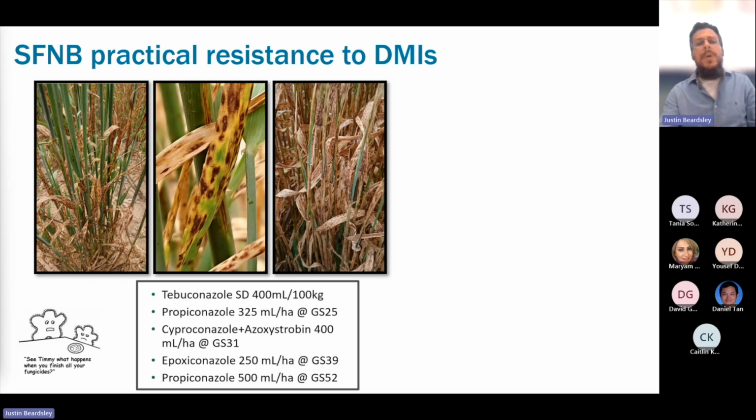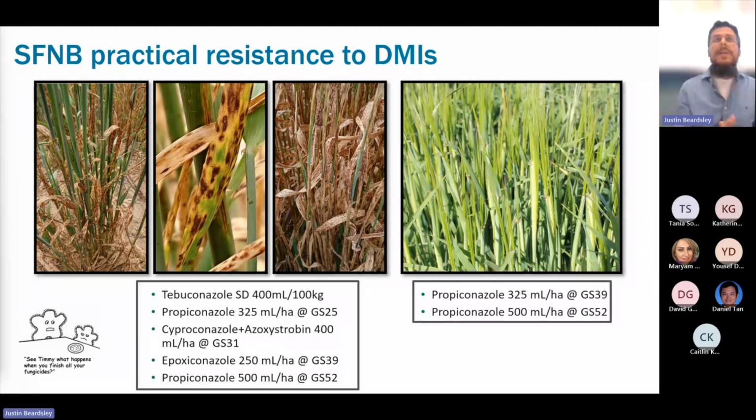Just to give you an idea what a crop will look like after 2 treatments with DMIs, it will be something like this, a very happy and green crop. It's going to produce a lot of barley, and it's going to make the grower very happy.